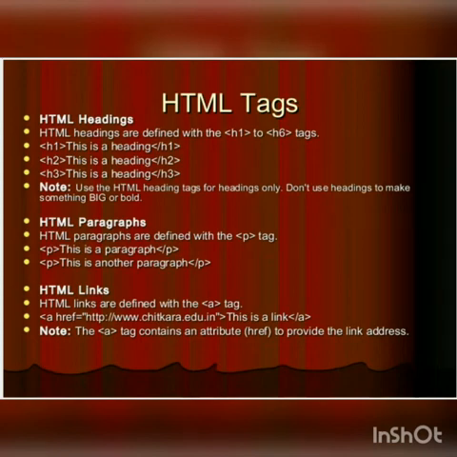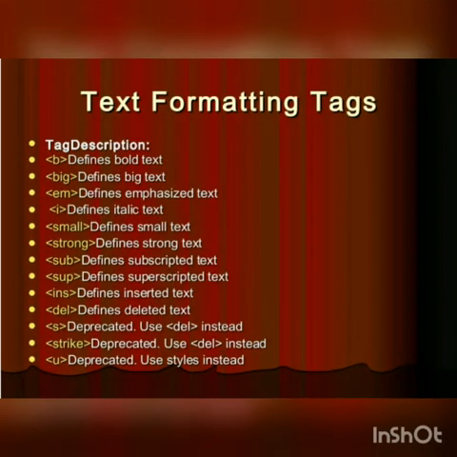HTML tags: HTML headings, paragraphs and links. Headings are used only for giving a heading, not for making something big or bold. It has H1 to H6. These are the heading tags. Paragraph is used to define a paragraph in a web page, so the P tag is used. Links are defined with the a tag. It contains an attribute called href to provide a link address.